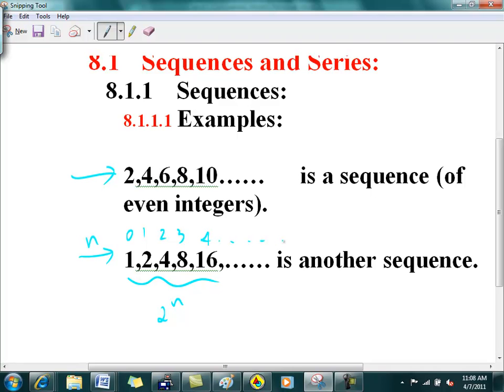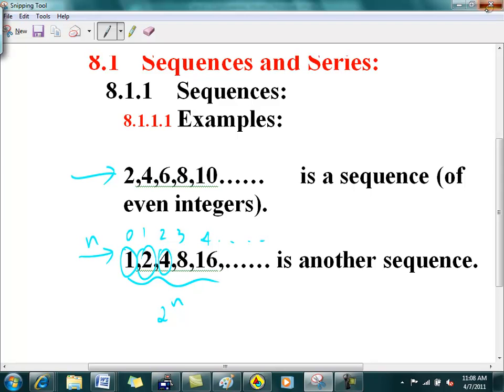So n is essentially the position of the number in the sequence. This is the 0th position, this is the first position, this is the second position, and so on. This is an unusual sequence where we start out with 0. The sequences we're going to see will typically start out with n equals 1. So you guys get an idea about what a sequence is?